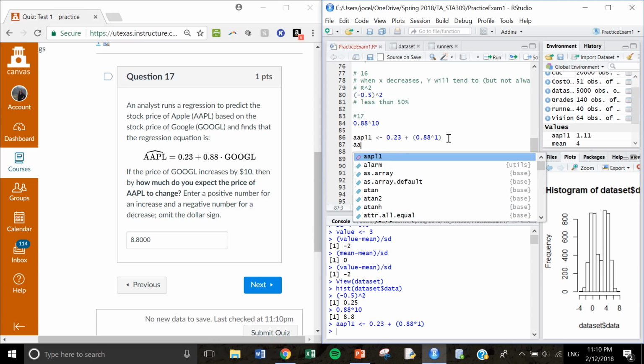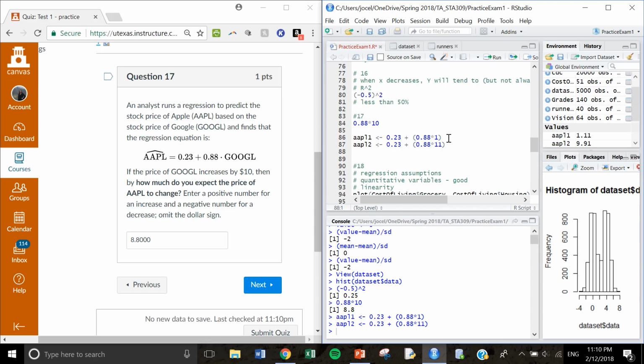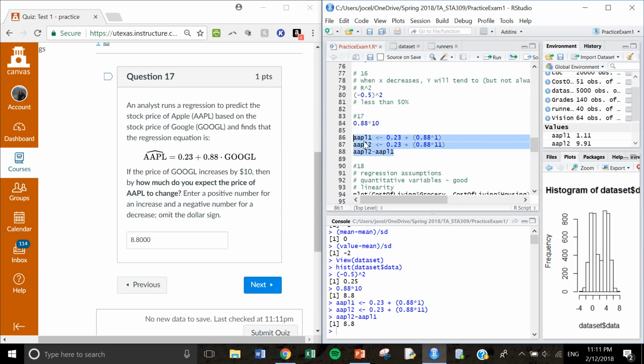Apple 2 is this new price after the price of Google has increased. So that's 0.23, which is the intercept, plus 0.88 times 11, because the price has increased by $10. Now, I want to see the difference. So let me do Apple 2 minus Apple 1, and I get 8.8. So you can do it either way. You can plug test numbers in and find the difference, or you can just look at the slope.